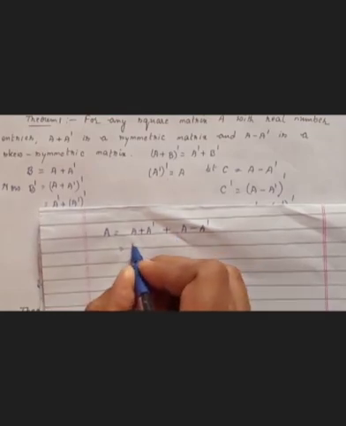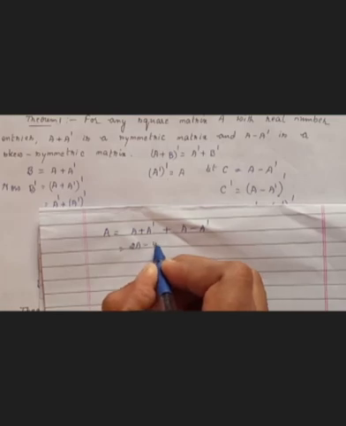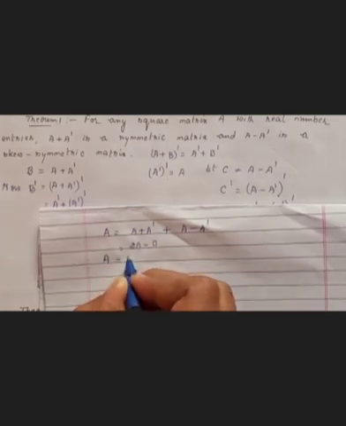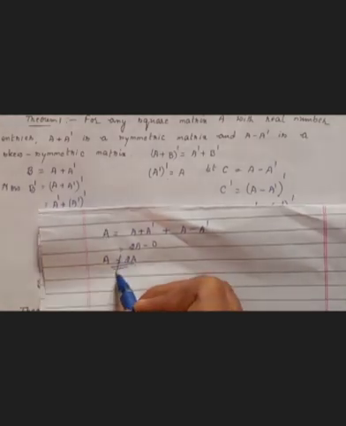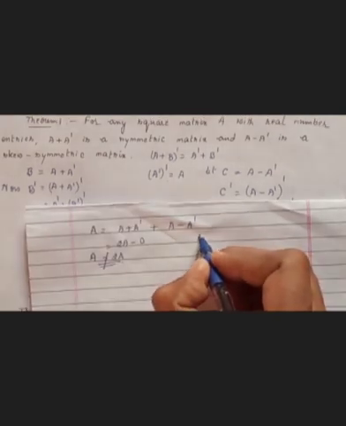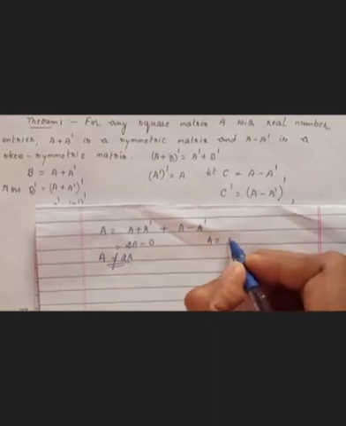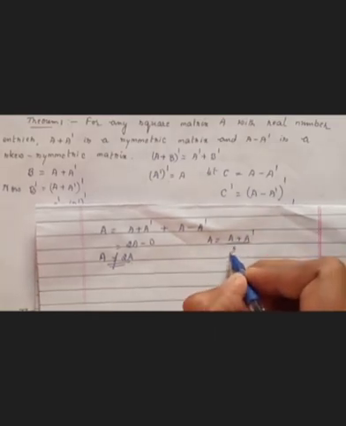A plus A is 2A. A dash minus A dash is 0. So, A is equal to 2A. So, equality is not valid here. Right? A is not equal to 2A. So, for that, we rearrange this as A is equal to A plus A dash divided by 2.